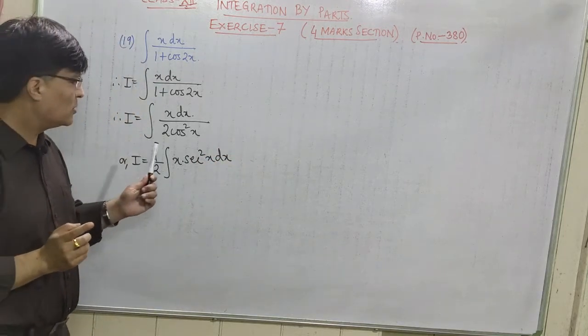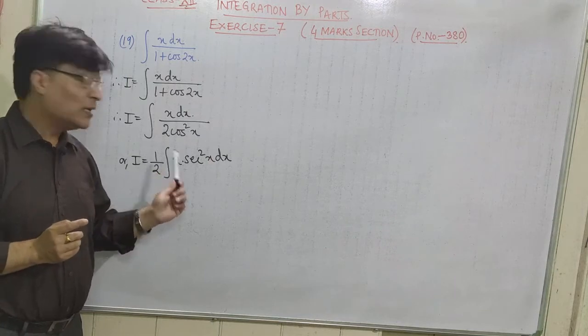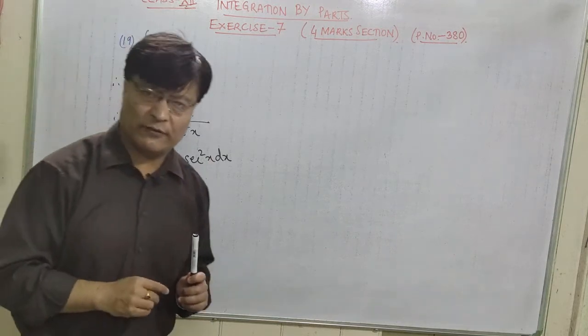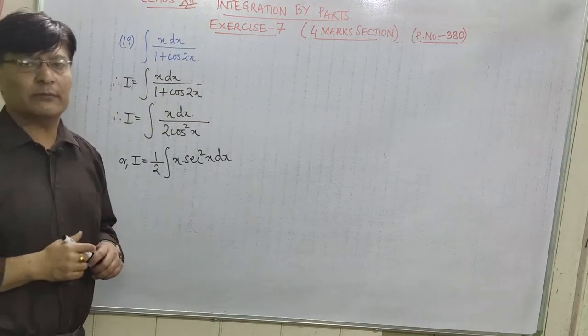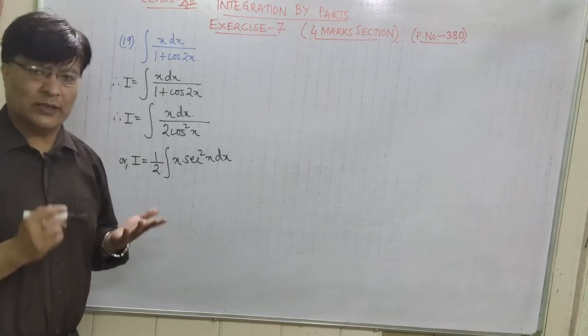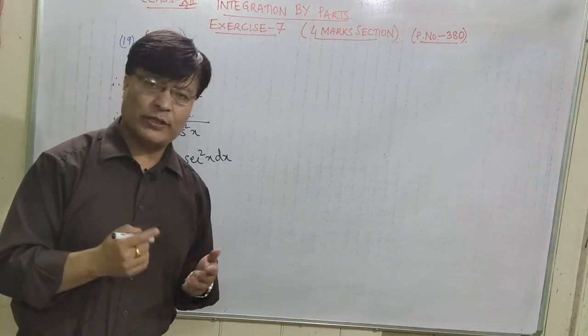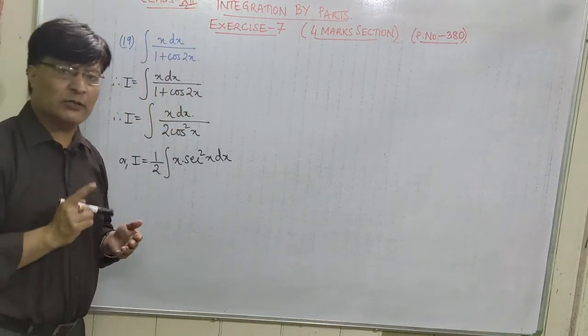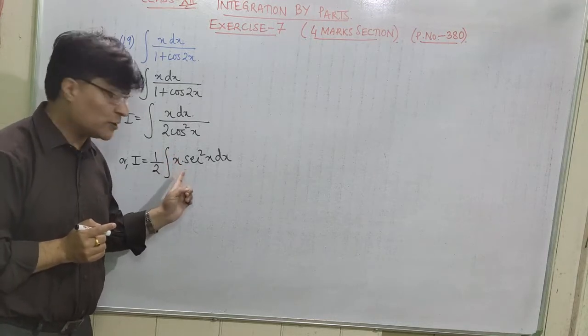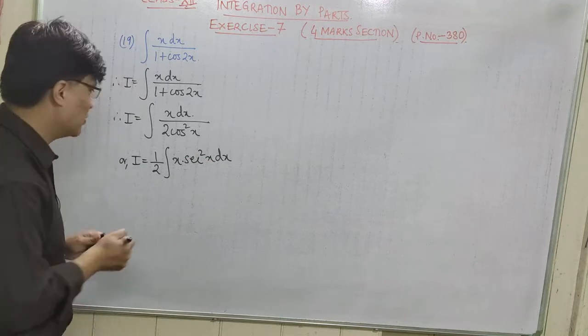Is that understood? So you can easily do it. x into sec square x is integration of the product of two different functions, so you have to use integration by parts. x is an algebraic function and sec square x is a trigonometric function. In the word ILATE, which letter comes first? A comes first. That is, x is the first function and sec square x is the second function.